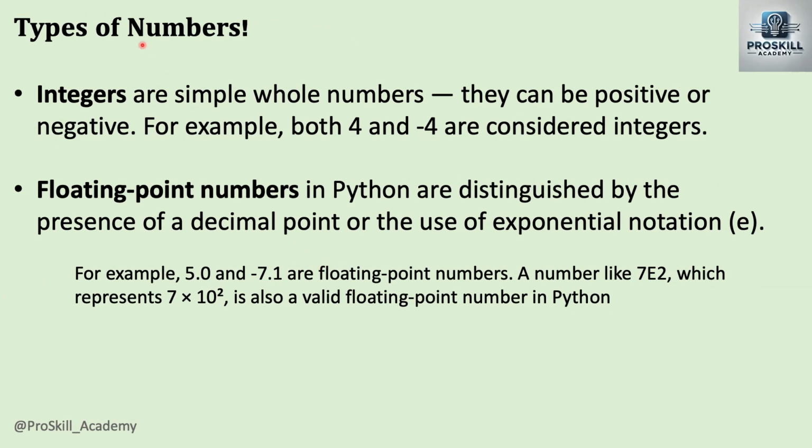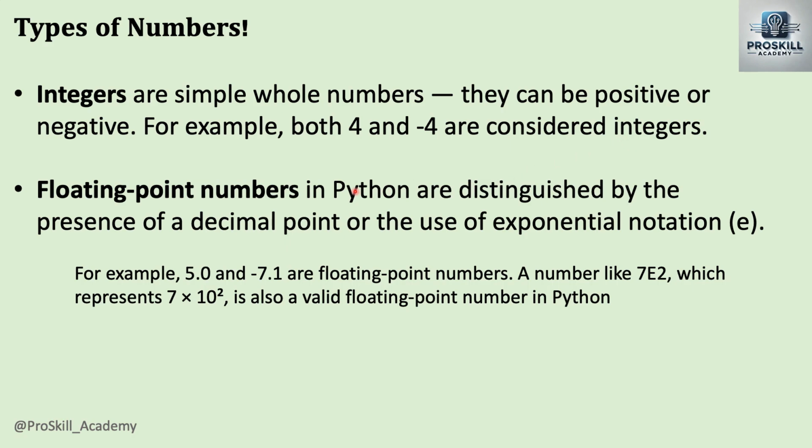Now, when we speak about numbers in Python, there are basically different types of numbers, but in this course we shall discuss these two major types, the integers and the floating point numbers, and they are the most used in Python. So integers are nothing but simple whole numbers. They can be anything from a positive to a negative number. So for example, both 4 and -4 are considered as integers.